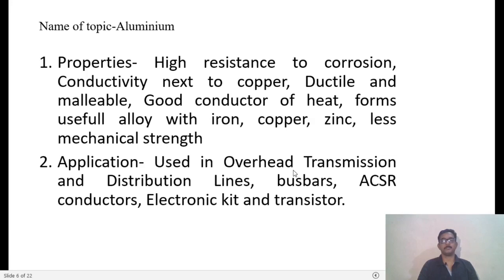In the overhead transmission line, the conductors are open to the atmosphere, and due to that corrosion may happen. If corrosion starts on the conductor, then the mechanical properties and the strength of the conductor will get reduced, and due to the tension on the conductor, it may break. So for that purpose, aluminum is generally used as a bare conductor in the overhead transmission line.